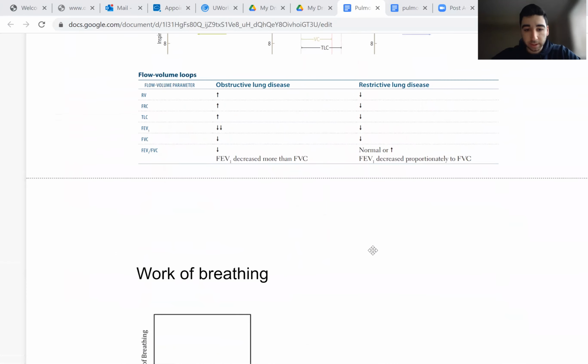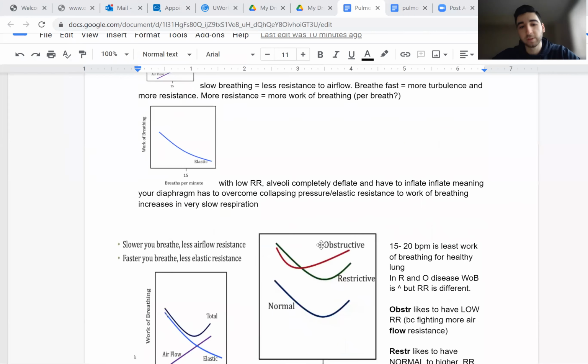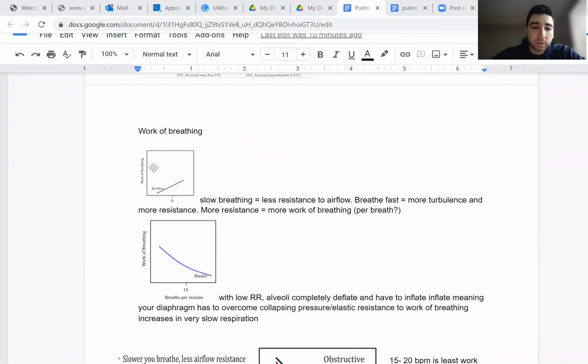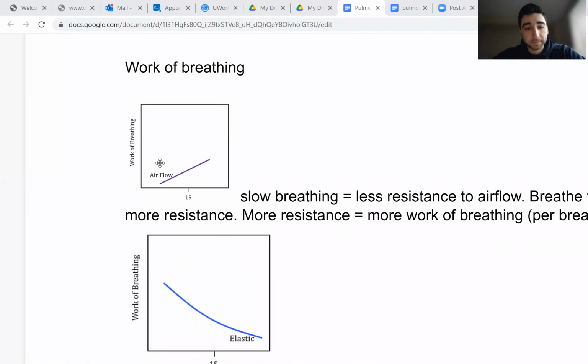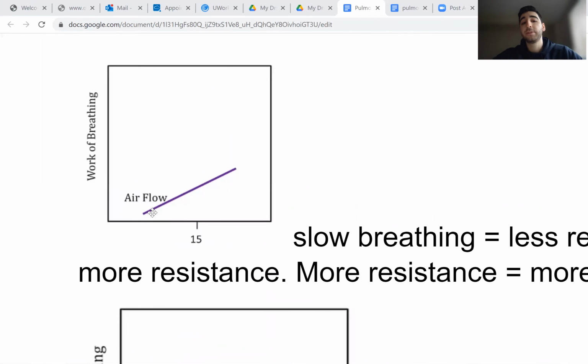Okay, and the last graph that I wanted to review with you guys is work of breathing, which came up on a UWorld question for me, and it really stumped me. It was a very tough question. So if you look here, there are 2 relationships that influence work of breathing that Dr. Ryan points out to us from Boards and Beyond. So the first relationship is airflow. As you breathe faster, the flow of air increases, and the turbulence of the air also increases. So the faster you breathe, the harder it is to breathe based on the airflow relationship, because the faster you breathe, the more turbulent the air is.